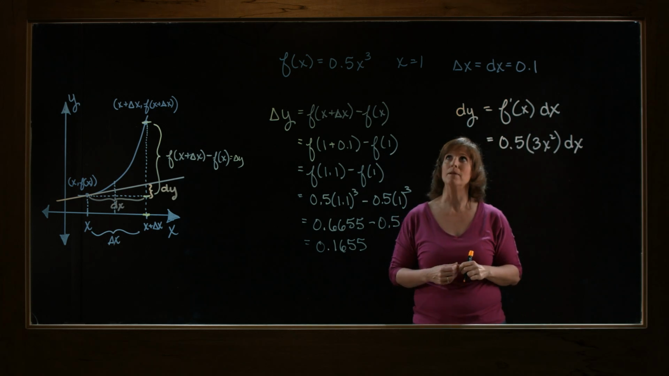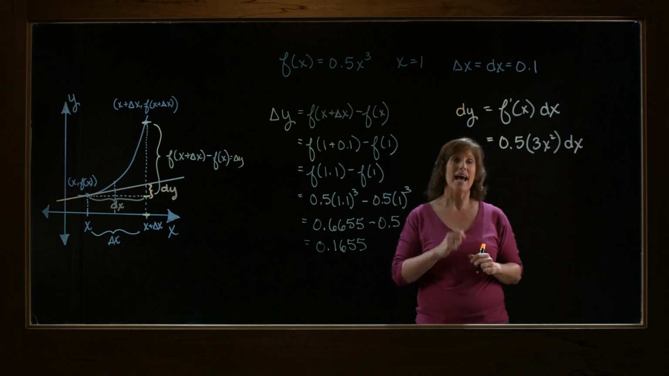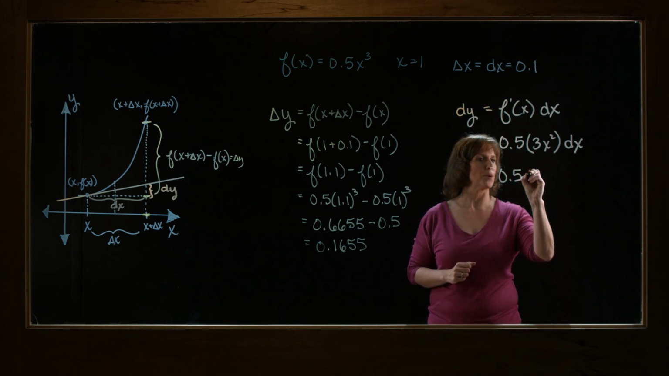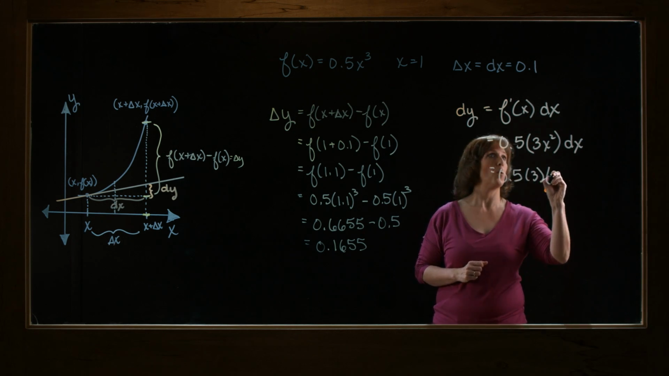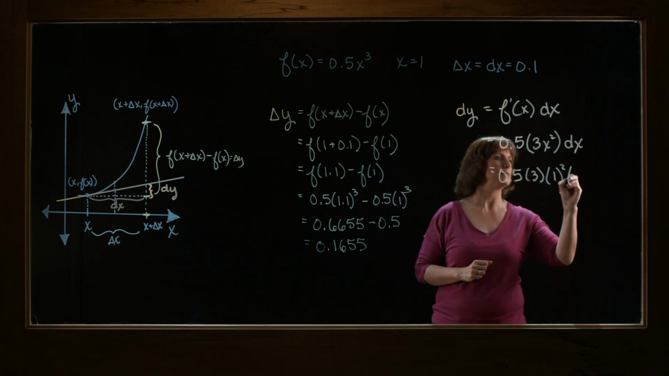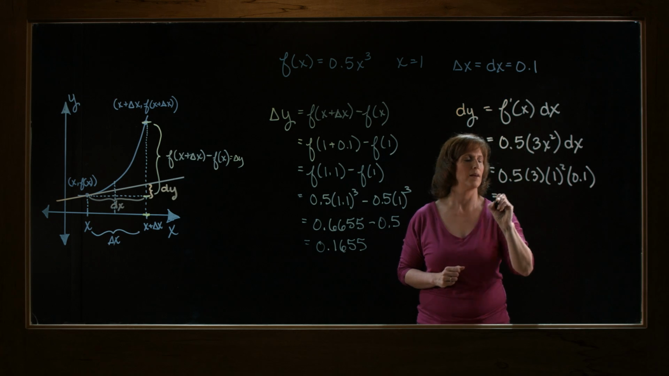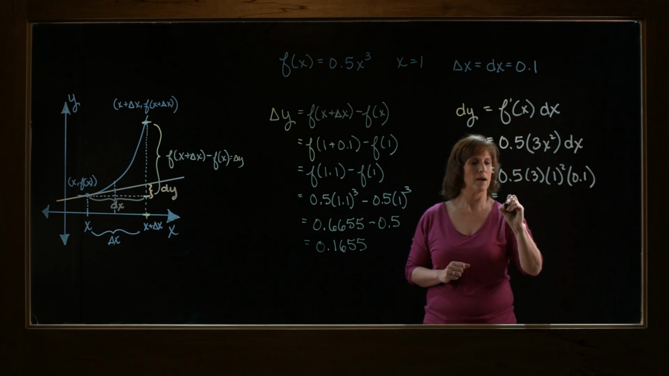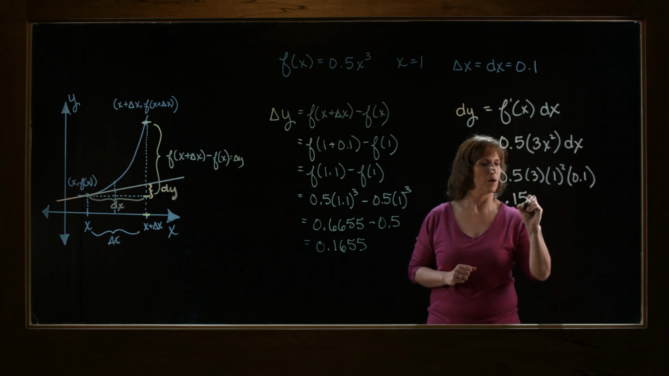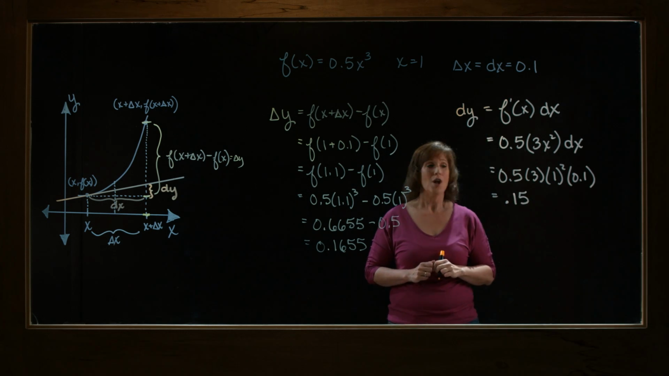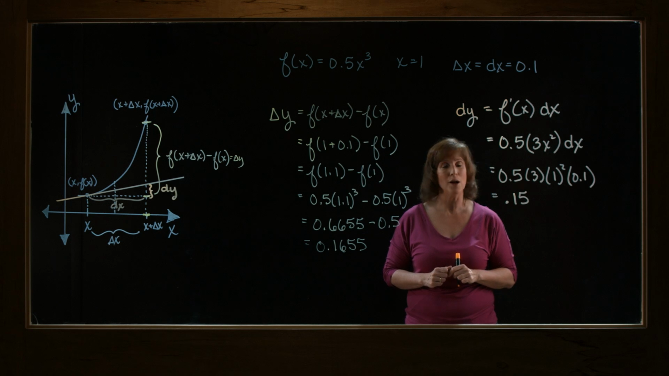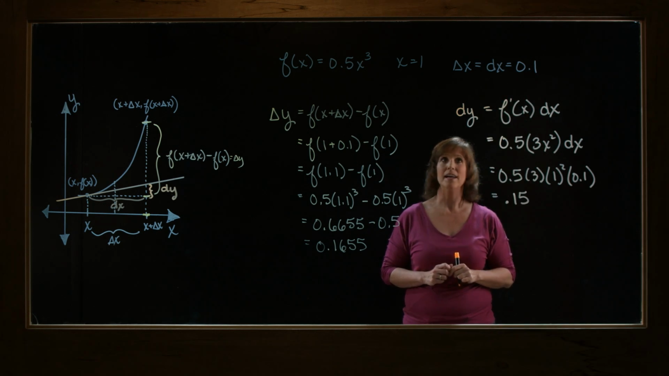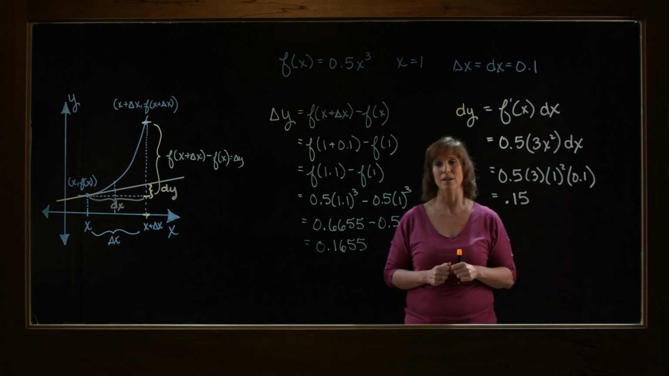Now I want to know what's happening when x equals 1 and dx is 0.1. So I have 0.5 times 3 times 1 squared times 0.1. When I multiply all of this together, I end up with 0.15. Notice that my answers are very close. That's because dx is a very small number, and so dy was a pretty good approximation of delta y.